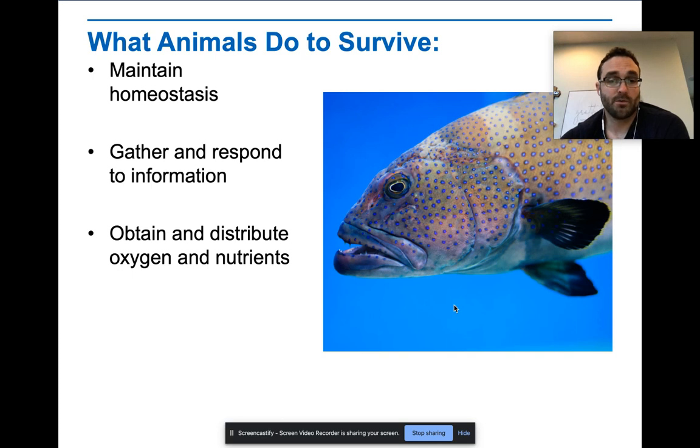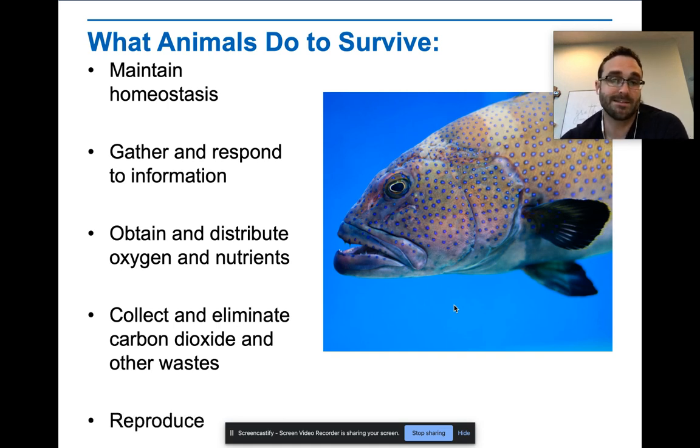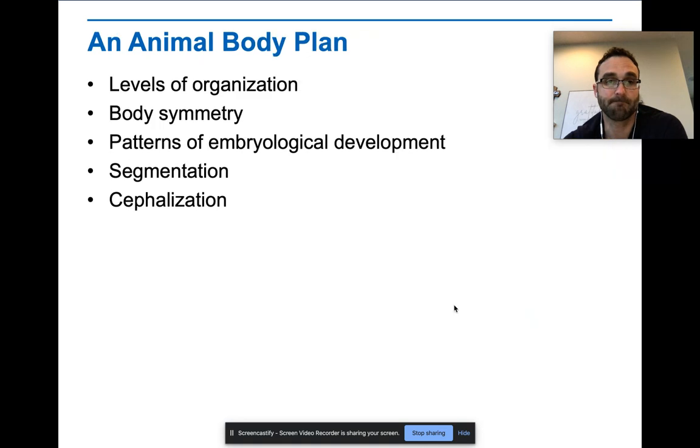Animals are going to be able to distribute oxygen for aerobic respiration. And then we're going to also eliminate that carbon dioxide in other ways, okay? And then lastly, animals reproduce. So all of which is right here is eat, sleep, reproduce, and poop at the end of the day.